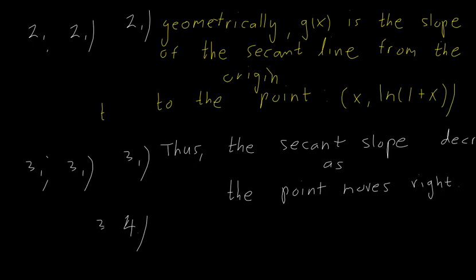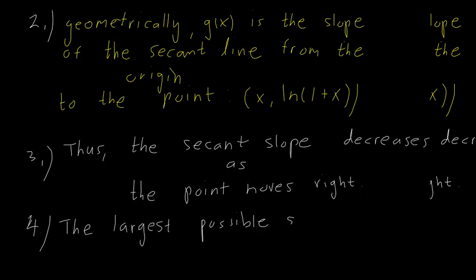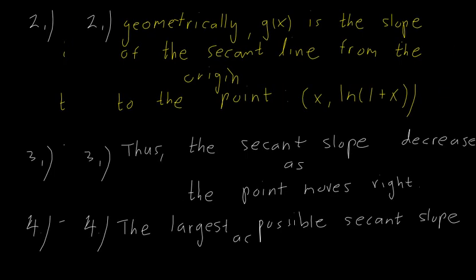The largest possible secant slope is approached as x approaches 0 from the right.